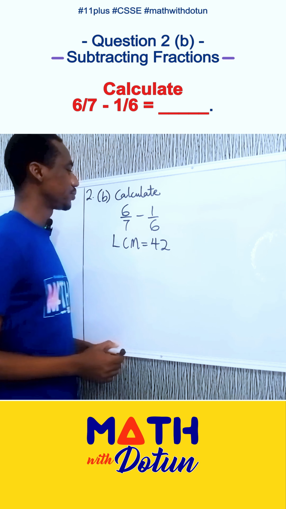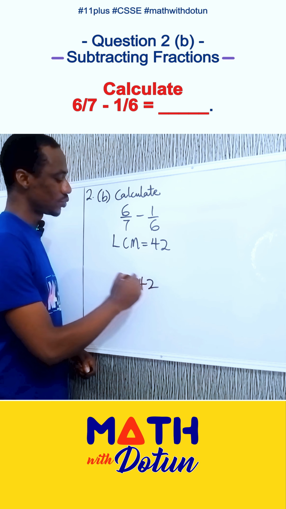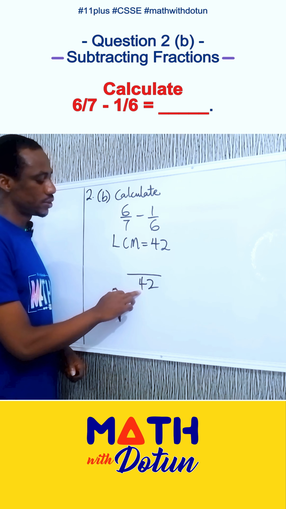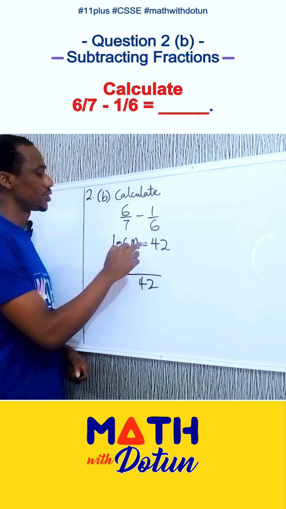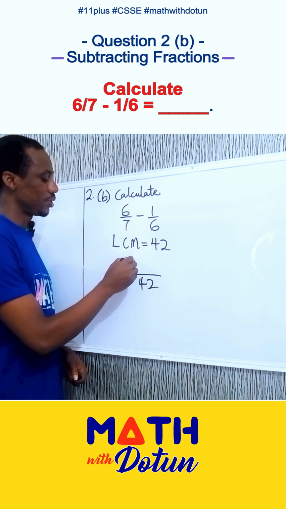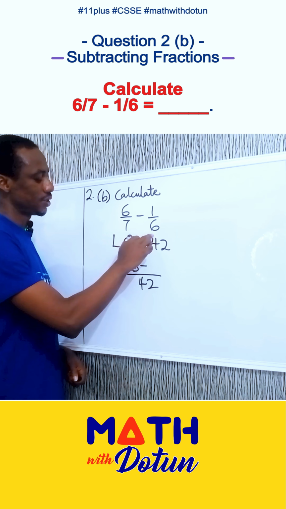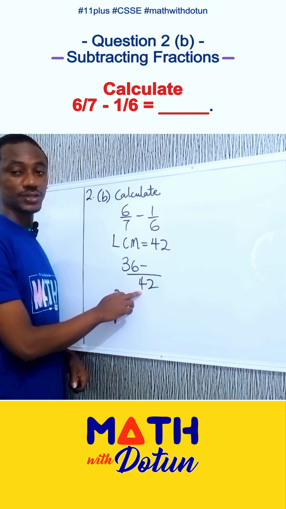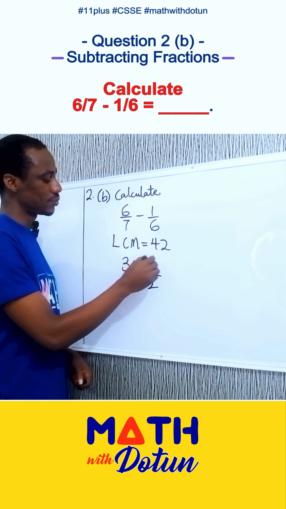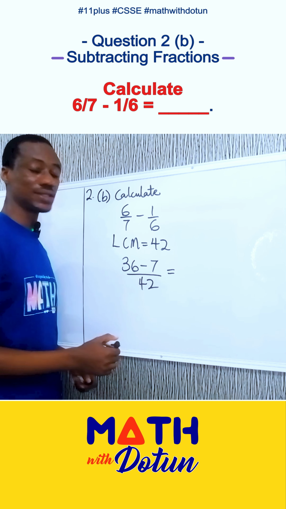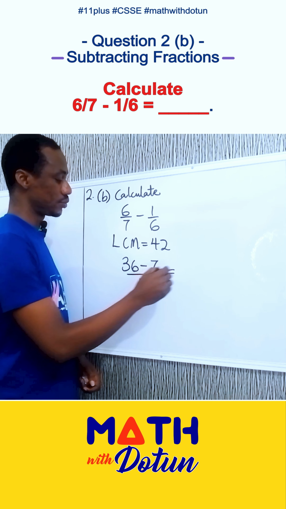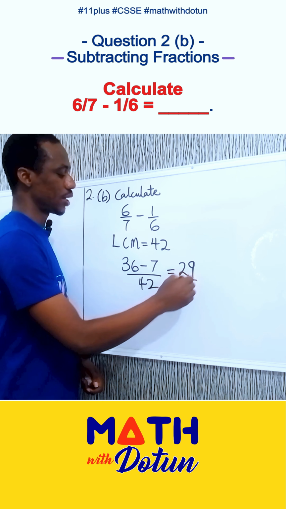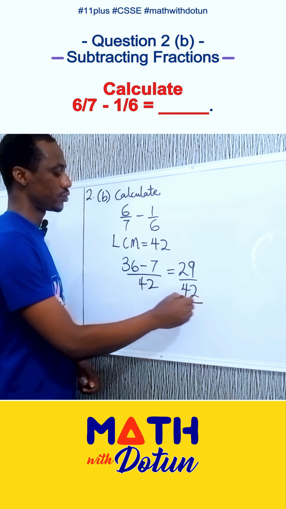By now I expect you to have mastered your multiplication facts, right? So let's go. In 42, 7 goes 6 times, because 7 times 6 is 42. So 6 times 6 will be 36. And then in 42, 6 goes 7 times. And then 7 times 1 is 7. So we're doing 36 take away 7, which is 29, right? So our answer is 29 over 42.